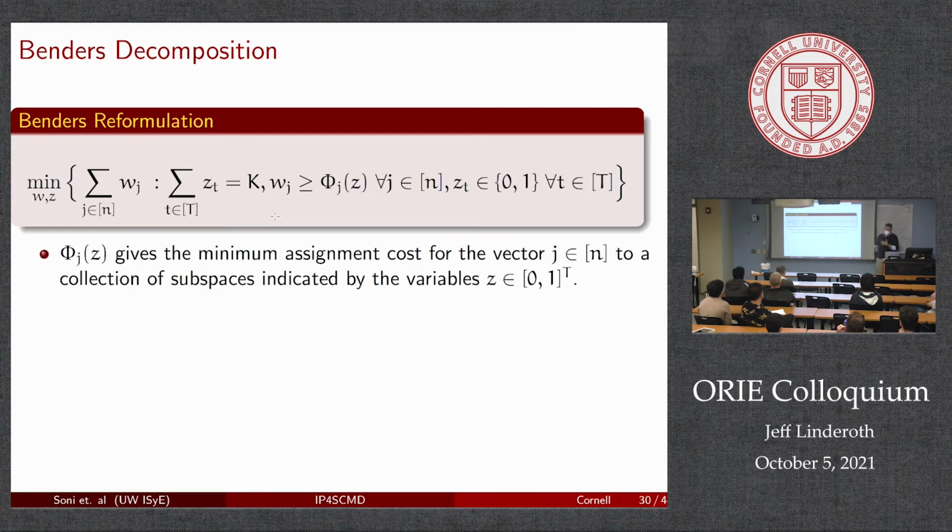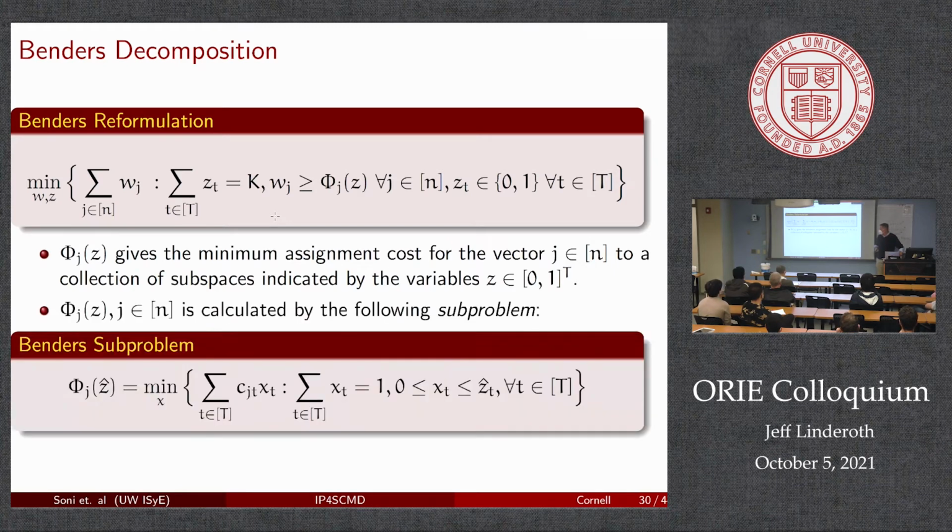This is this classical Benders reformulation, where to compute phi_j(z), I can write that as another optimization problem, which just finds the minimum assignment cost for this given set of vectors z. So in classical Benders decomposition, you solve a linear program, you get dual variables, and you build an ever-improving approximation of these value functions phi_j(z).